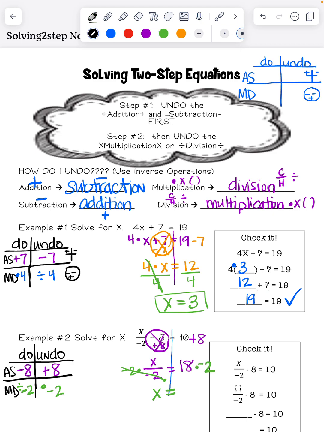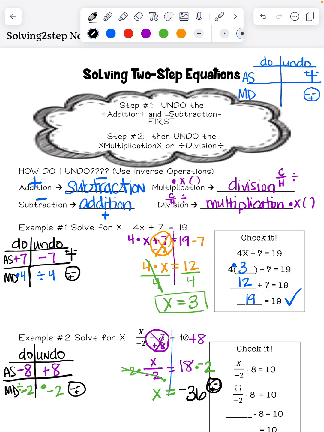And in this problem, I did need my integer man because there's a negative. So I'm going to throw him on there. And I'm going to say, okay, 18 is positive, 2 is negative. So my answer should be negative 36. Okay. And then again, we're going to prove our answer.